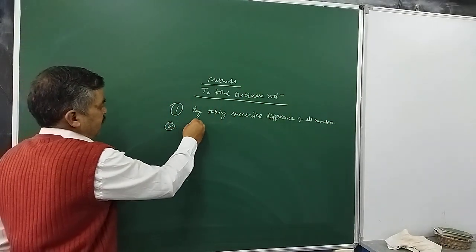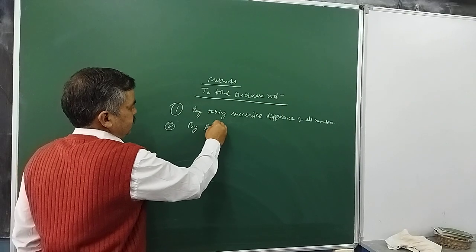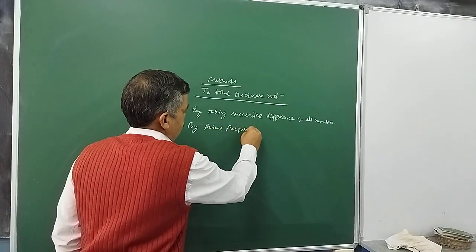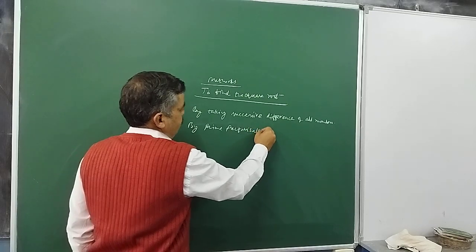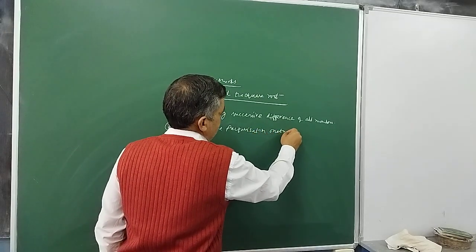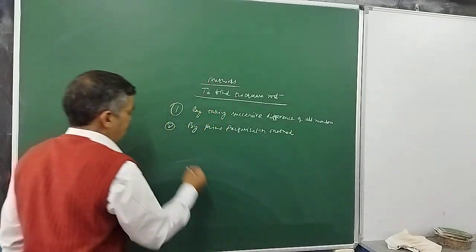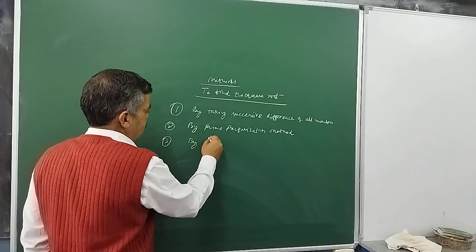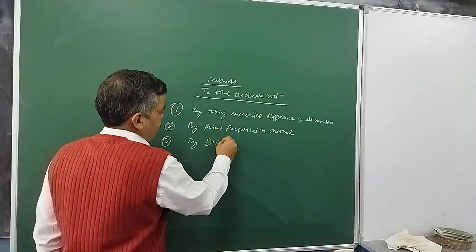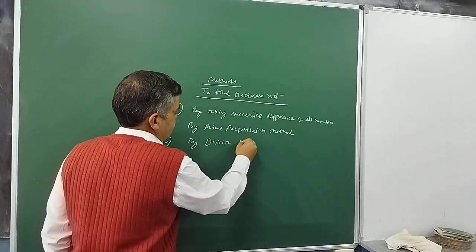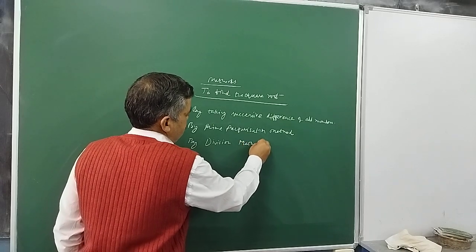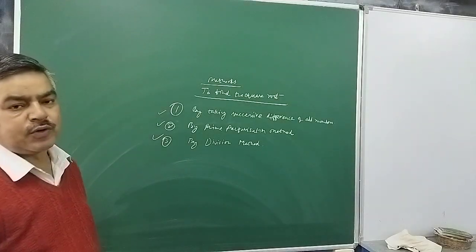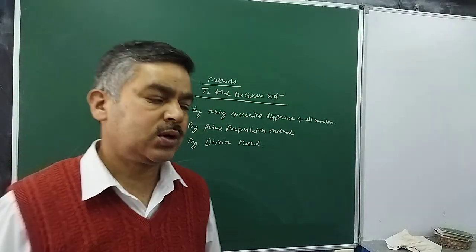Second is by prime factorization method. And third is by long division method, or you can say by division method. So these are the three methods which are the part of your syllabus to find the square root.